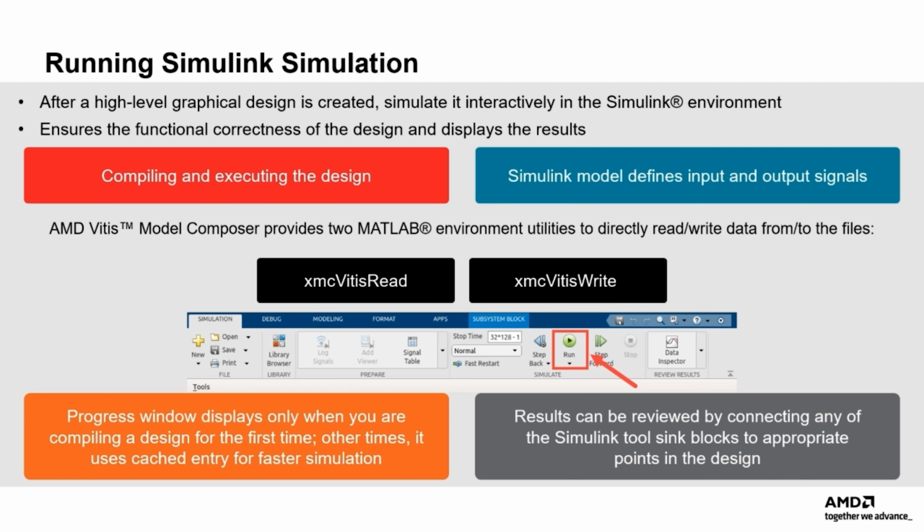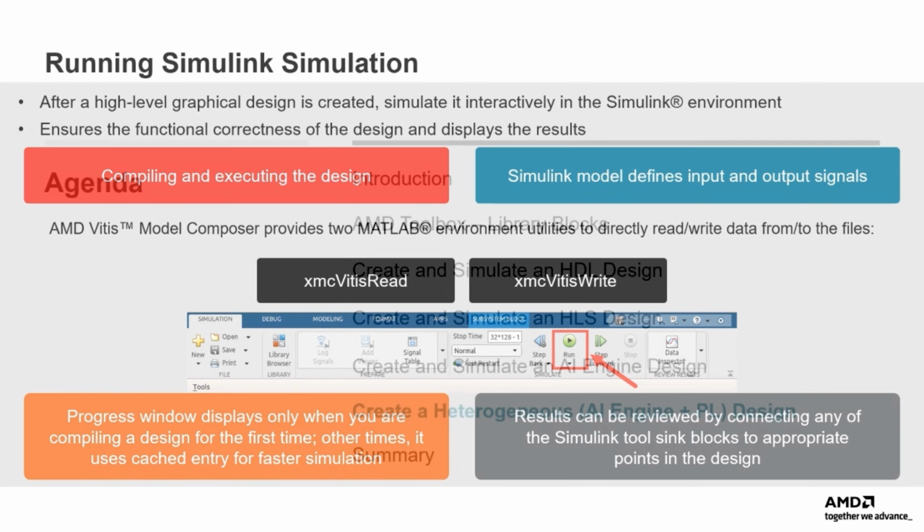Clicking the Simulate Model icon in the Simulink Simulation toolbar compiles all the kernels and graphs in the design. You can monitor the status from the progress window, which displays after simulation begins. When simulation is complete, you can review the results by connecting any of the Simulink tool sync blocks to appropriate points in the design.